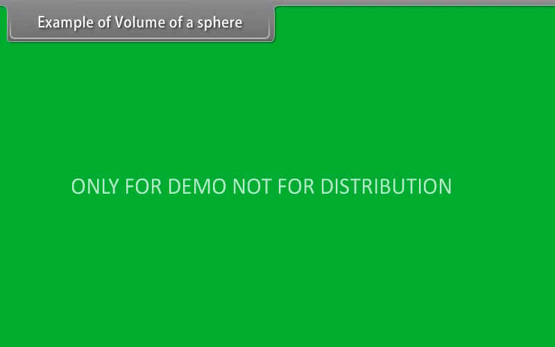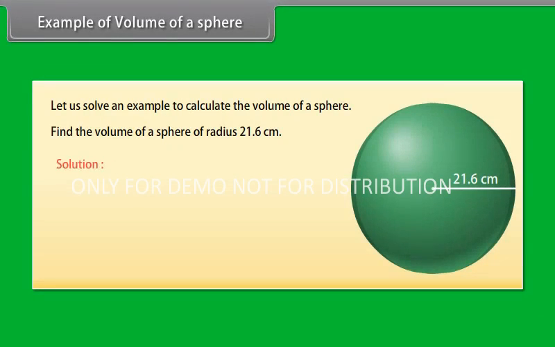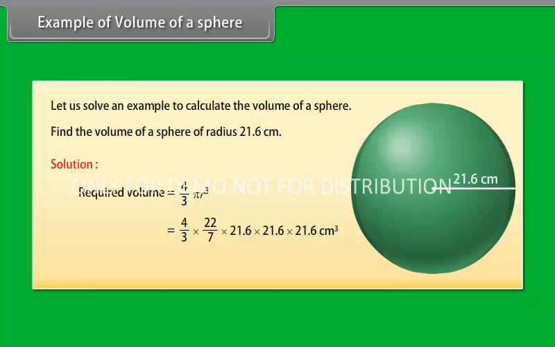Example of volume of a sphere. Let us solve an example to calculate the volume of a sphere. Find the volume of a sphere of radius 21.6 cm. Solution. Required volume is equal to 4 upon 3 pi r cube, which is equal to 4 upon 3 into 22 upon 7 into 21.6 into 21.6 into 21.6 cm cube, which is equal to 42230.34 cm cube.